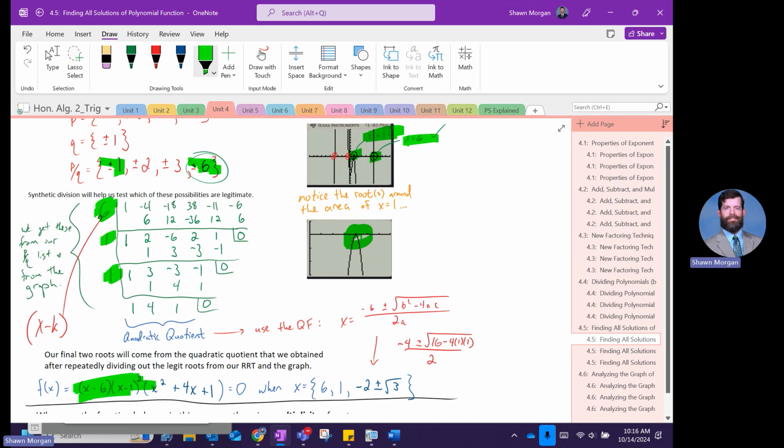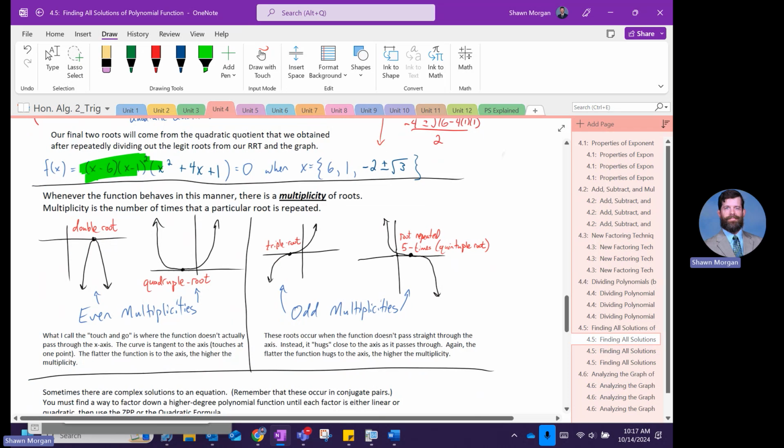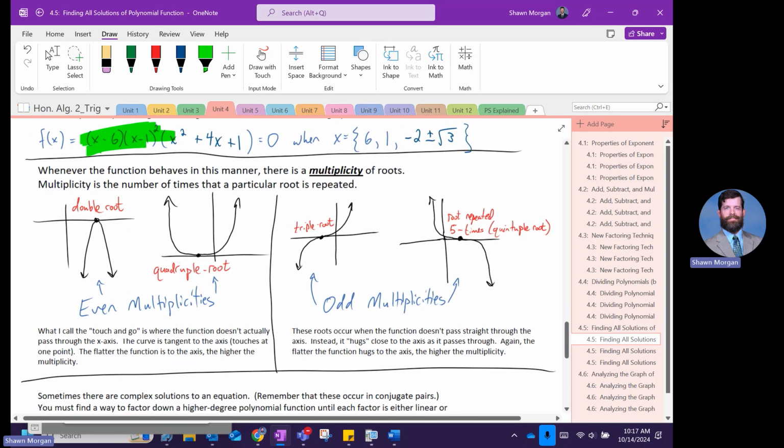Y'all are taking it further now, and you're doing things like culling it out using synthetic division, graphing it to see if there's any multiplicity, etc. Listing it out as a product of linear factors. From this page right here, did you guys catch the 4 graphs? These probably are the important pictures from this.